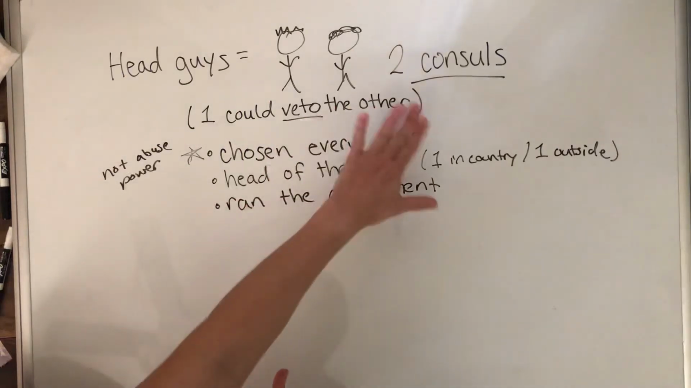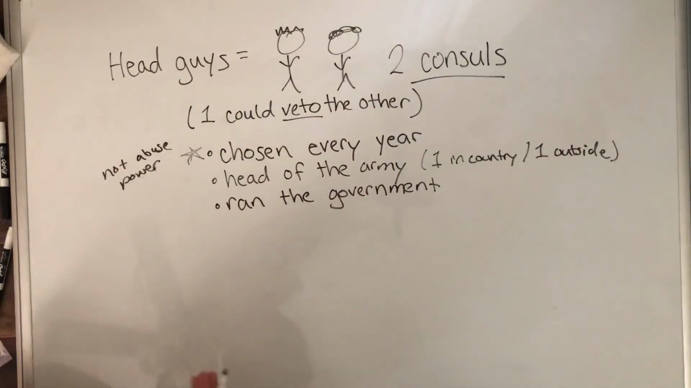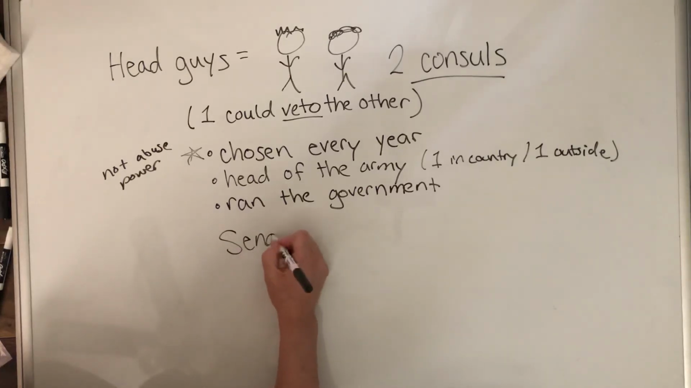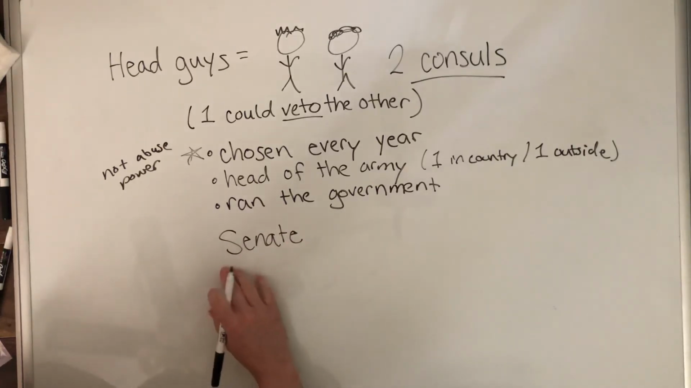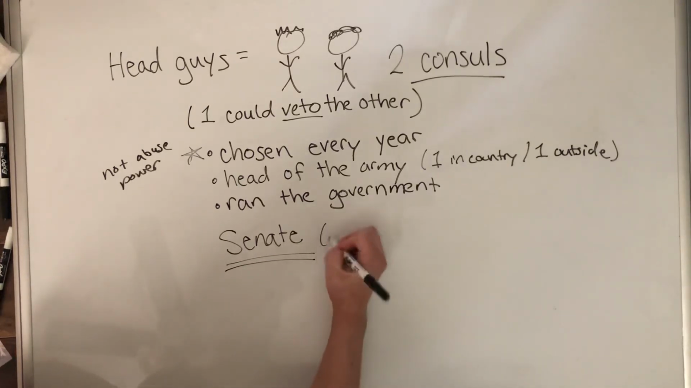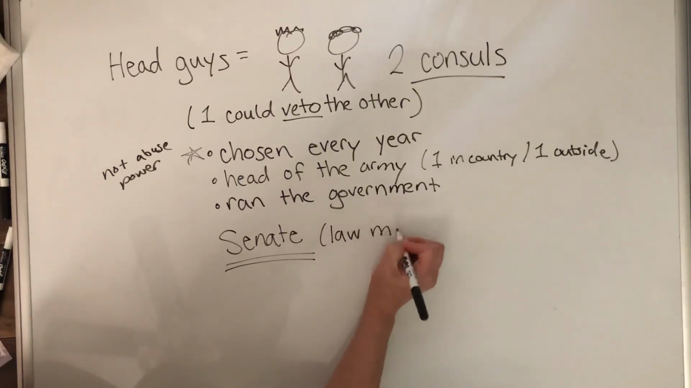All right, so we have our 2 consuls. The other part of the Republic was the Senate. And if that word sounds familiar to you, it is because we also have a Senate in the United States. This is our law-making body.